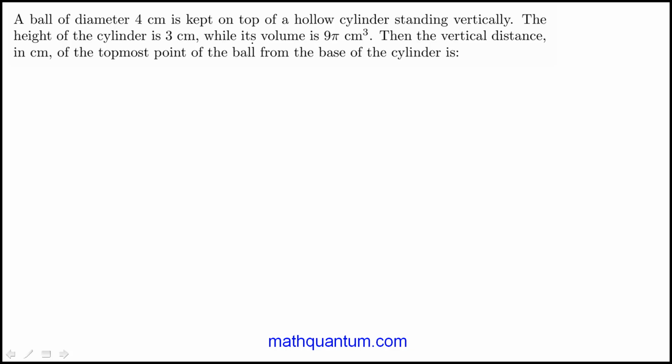So we'll start by figuring out the dimensions of this right circular cylinder. Its volume is 9 pi, and it's pi r squared times h. The height is 3, so that's pi r squared times 3 is 9 pi. Drop that 3. So the radius is the square root of 3 centimeters.